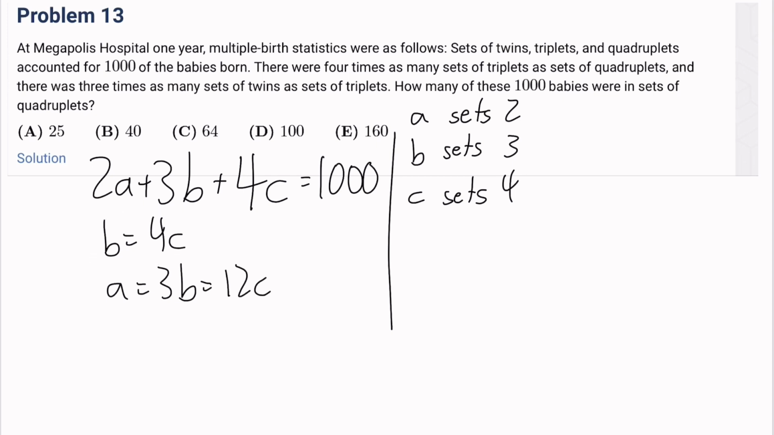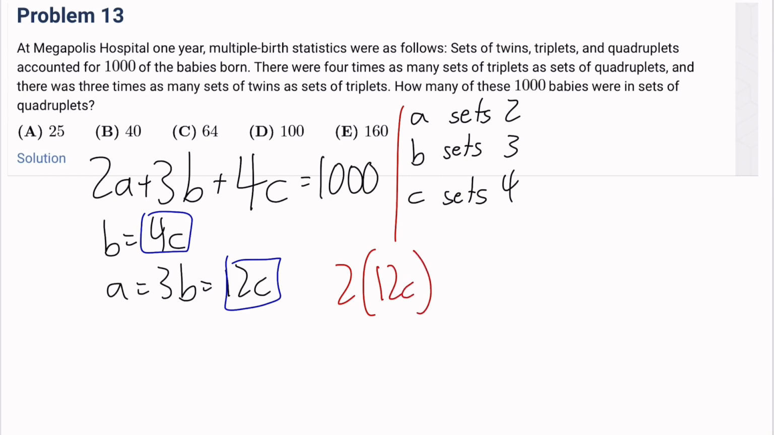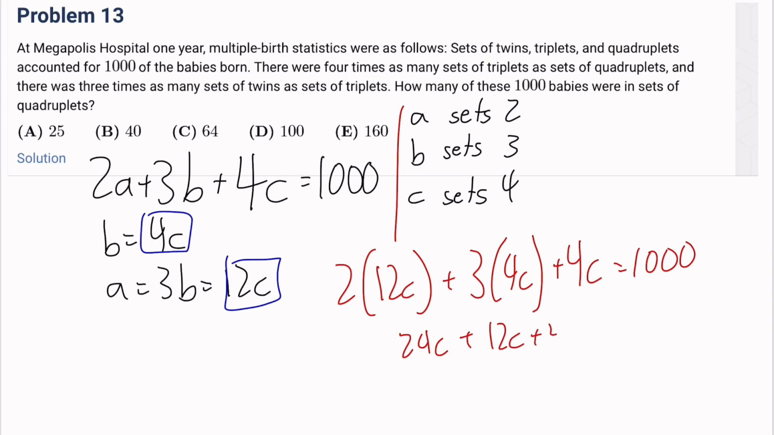And so if we put B equals 4C and A equals 12C into here, then that will give us 2 times 12C, because that's A, plus 3 times 4C, because that's B, plus 4C equals 1,000. And so 24C plus 12C plus 4C equals 1,000. And 24 plus 12 plus 4, that gives us 36 plus 4, which is 40. So 40C equals 1,000. So C equals 25.